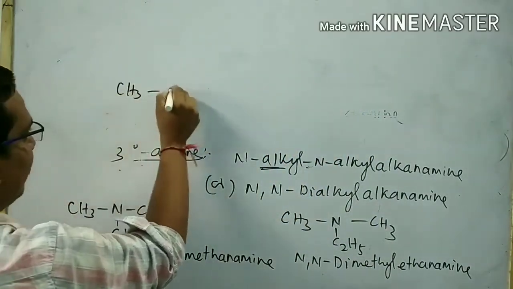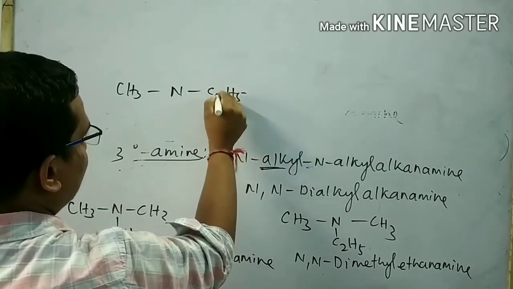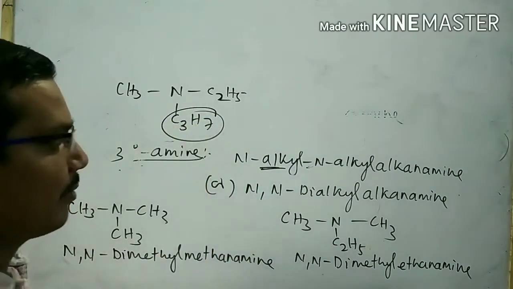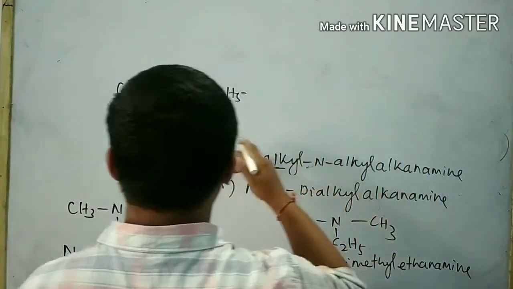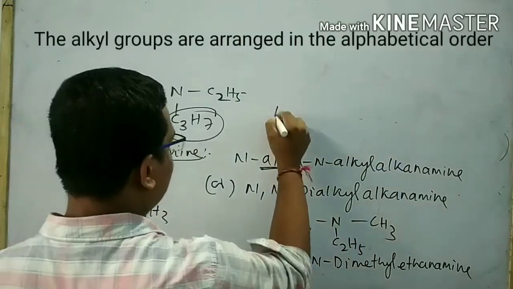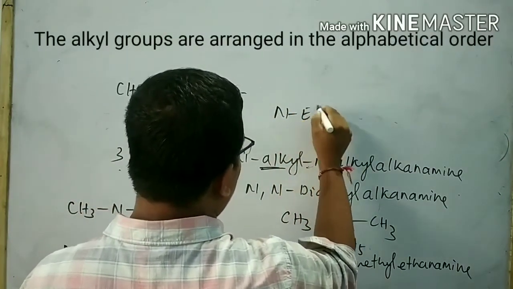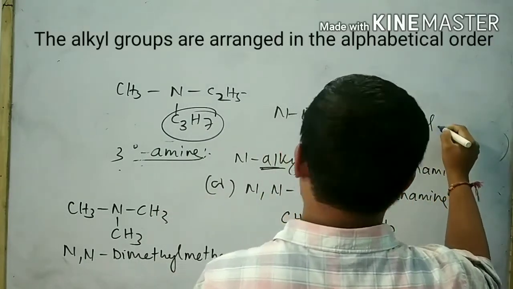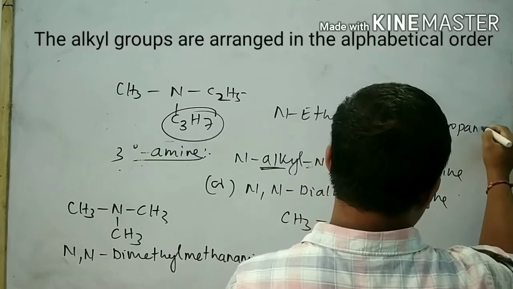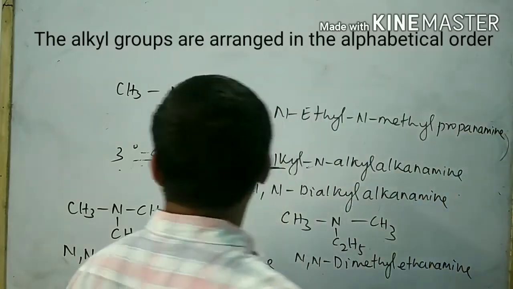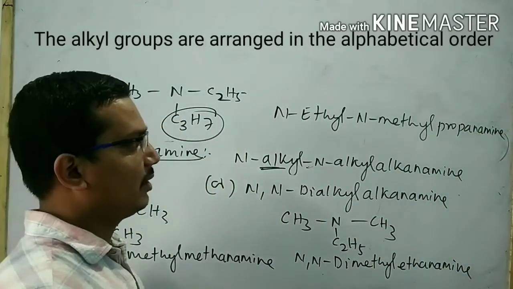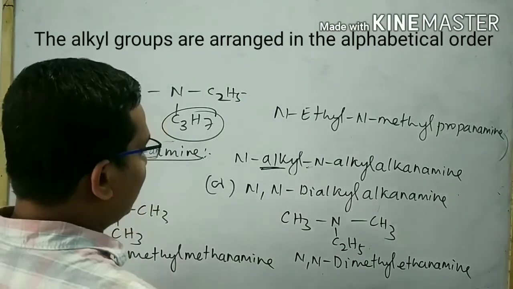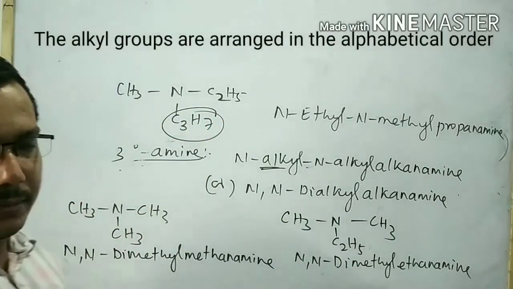Take another example. Suppose CH3 bonded to N, C2H5 bonded to C3H7. This alkyl group carries more carbon atoms, so it goes to the alkanamine. The name of this compound is said to be N-methyl propanamine. Like that, you can take another example of 3-degree amine.